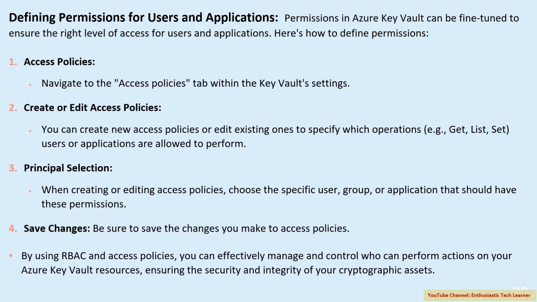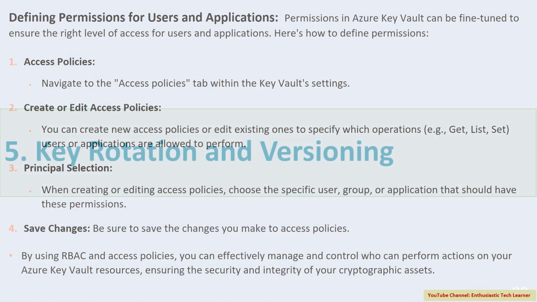Principal selection. When creating or editing access policies, choose the specific user, group, or application that should have these permissions. Save changes. Be sure to save the changes you make to access policies. By using RBAC and access policies, you can effectively manage and control who can perform actions on your Azure Key Vault resources, ensuring the security and integrity of your cryptographic assets.